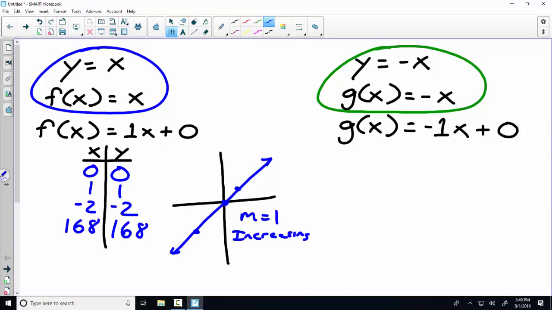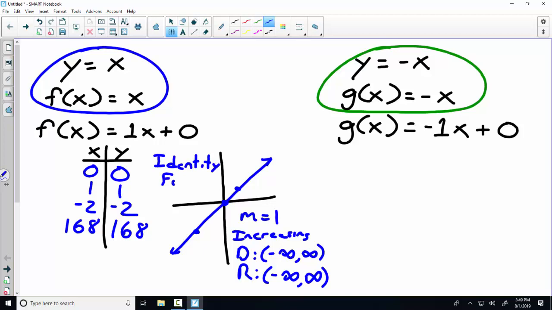Like all lines except for vertical lines and horizontal lines, we have a domain of negative infinity to infinity and a range of negative infinity to infinity. So that's the line y equals x. It is sometimes referred to as the identity function. So if someone's talking about the identity function, this is the particular line that they're talking about.